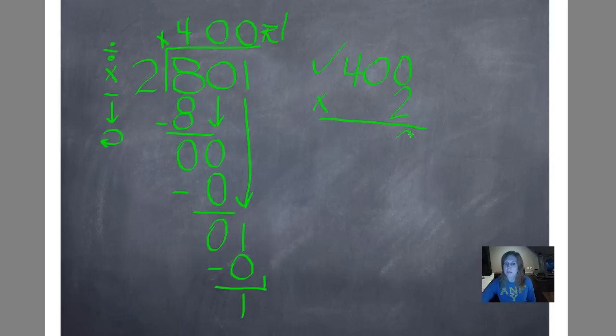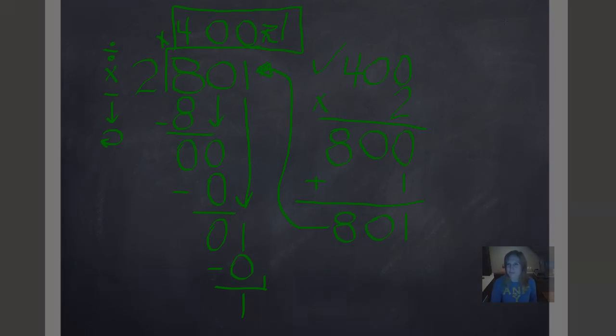2 times 0 is 0. 2 times 0 is 0. And 2 times 4 is 8. Now I add my remainder. Here it is right here, plus 1. 0 plus 1 is 1. 0 plus 0 is 0. 8 plus 0 is 8. If my product here matches my dividend, then I know that my answer of 400 remainder 1 is correct. Put a box around it to prove that that's your answer.